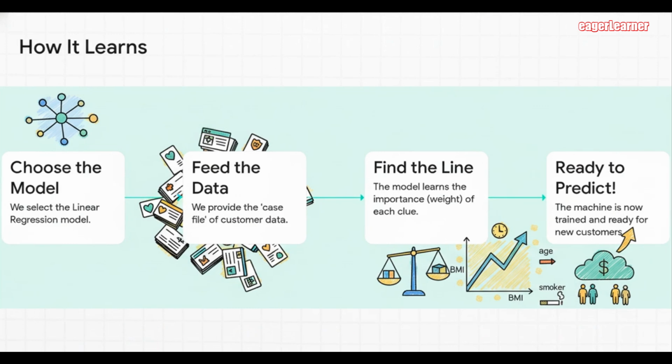So how does this machine learn? It's actually a pretty simple process, just 4 steps. First, we choose our model, linear regression. Second, we feed it our whole case file, all that customer data. Third, and this is the magic part, the model figures out how important each clue is. It assigns a weight to everything. It learns exactly how much to bump up the price for each year of age or each point of BMI, and most importantly, what to do if someone's a smoker. And once that's done, the machine is trained and ready to go.